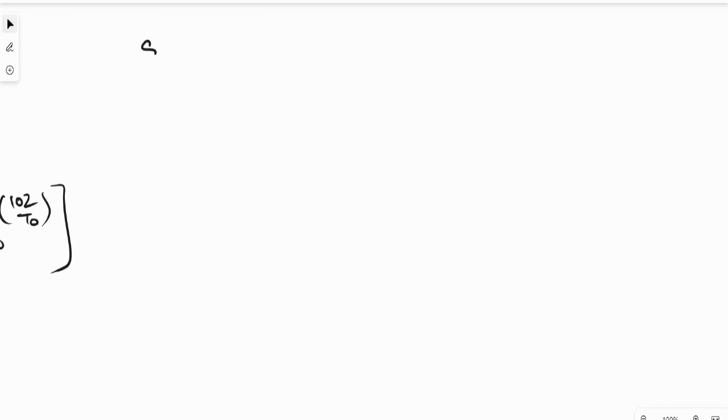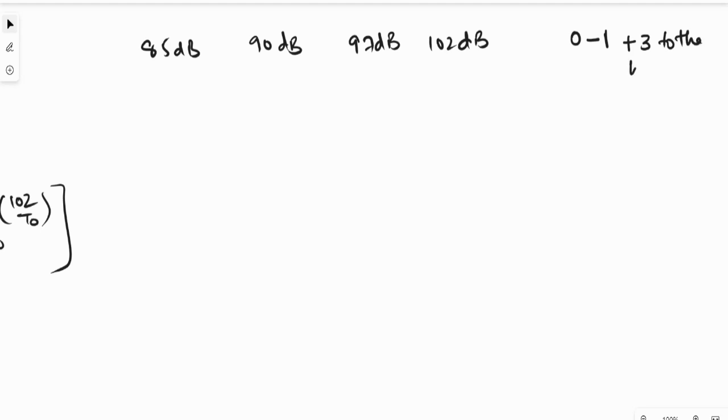Let's take the same values: 85 dB, 90 dB, 97 dB, 102 dB. This is a shortcut which you can do even without a calculator, and you can solve it very easily. No confusion. You take any two values and take the difference of those values. If the difference is 0 or 1, then you will have to add 3 to the highest value.